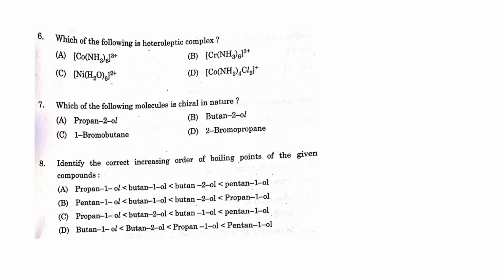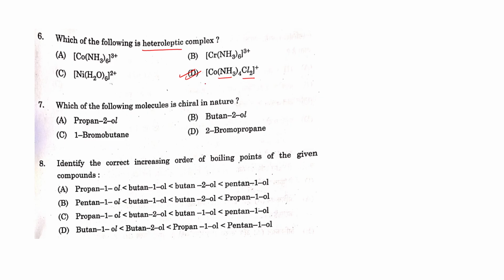Okay, so this question is about heteroleptic complexes. So heteroleptic complex means any complex in which at least two different types of ligands are present. This is the only example where at least two different types of ligands are present. In the others, only one type of ligand is present.